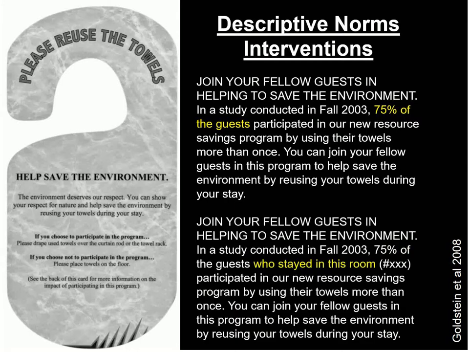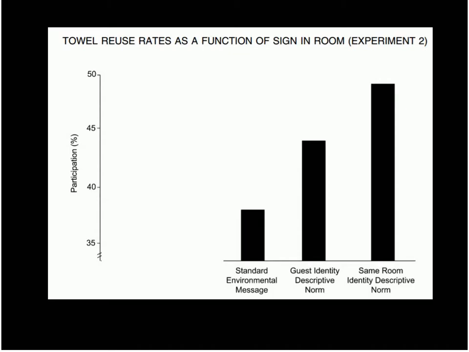And then they have another version that's even more targeted, where not just 75% of the people in general, but 75% of the guests who stayed in this exact room, room number, whatever, reuse their towels. That makes it feel even more like this is the thing that you specifically are expected to do. And what they find is that at the baseline, with just the standard message, a little under 40% of people reuse the towels, and this went up substantially when you said 75% of guests did it, and it went up even more when you said 75% of people in your room did it.